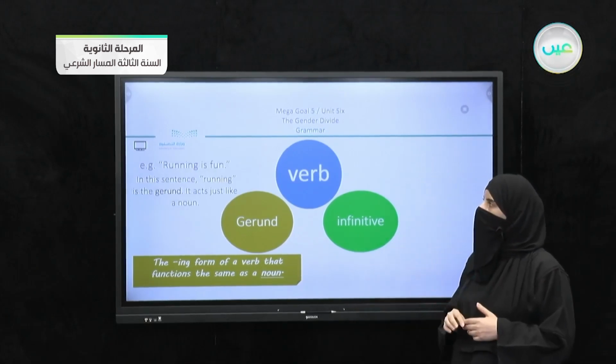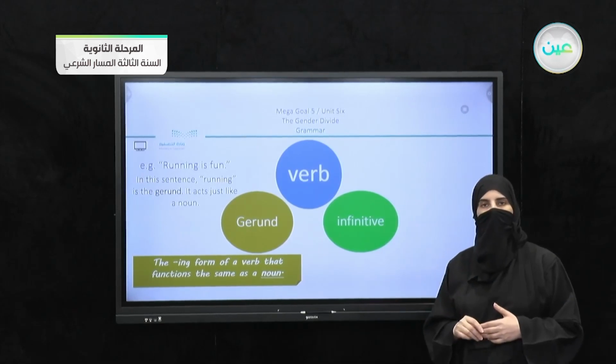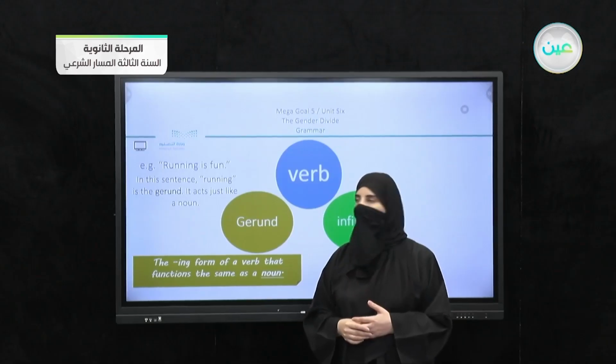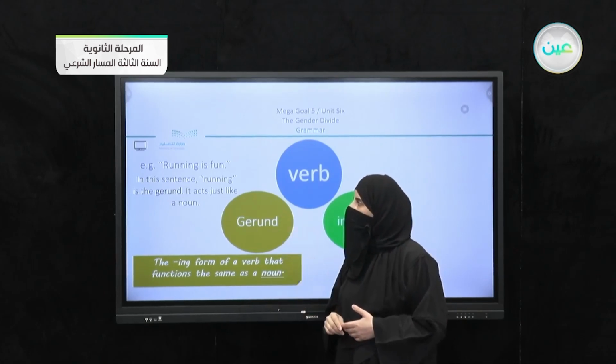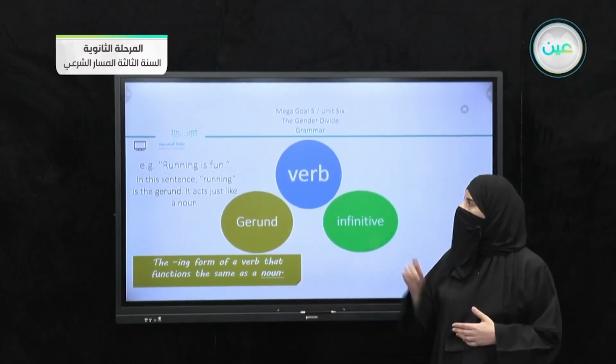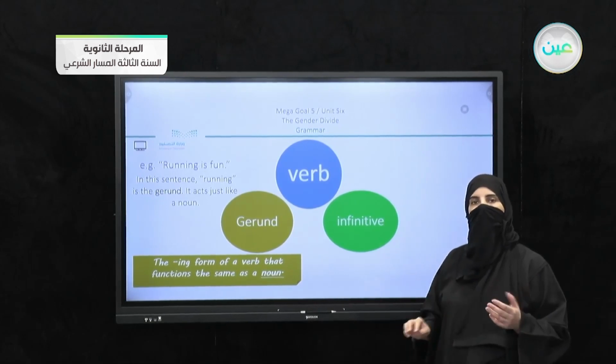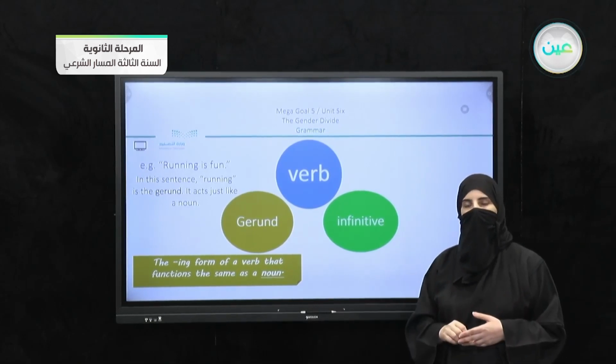We have here an example, running is fun. Now you can see that we have here running as an example. Running here is a noun, although it looks like a verb. So in this sentence, running is the gerund. It acts just like a noun. So it is not a verb, it acts like a noun. This is why we call it a gerund.